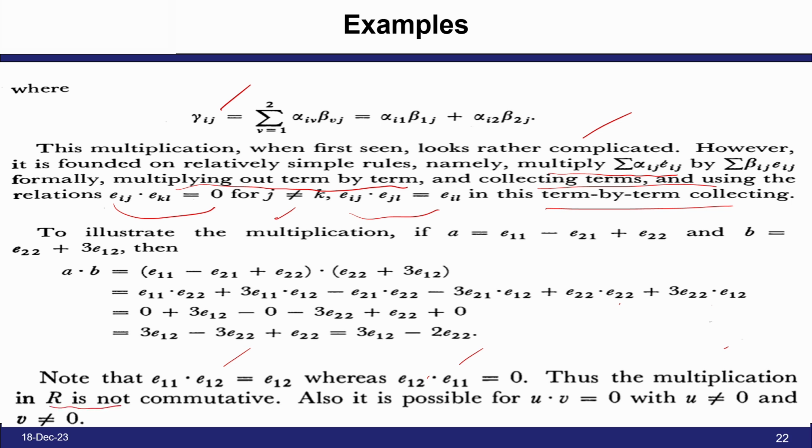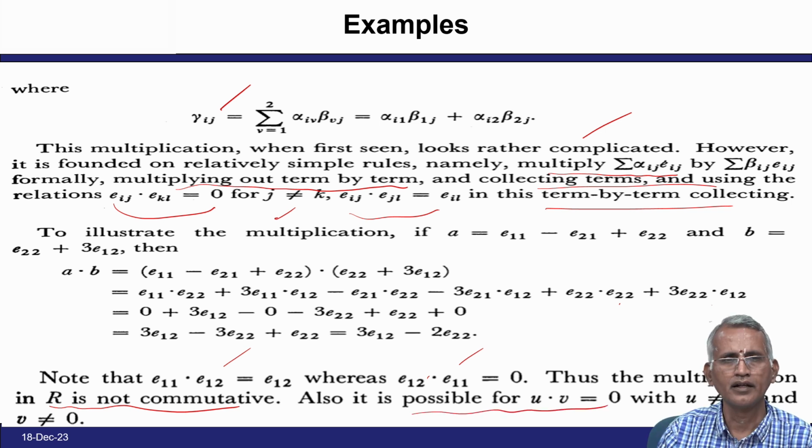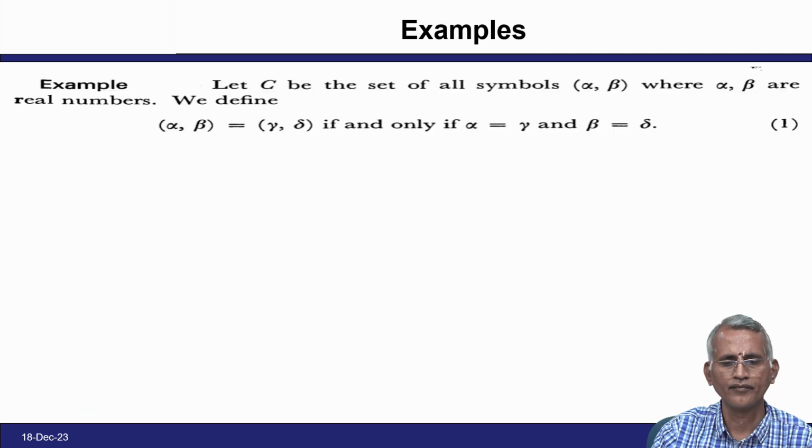So, R is not commutative. Therefore, it is possible that the product of U and V is equal to 0 while U is not equal to 0 and V is not equal to 0.